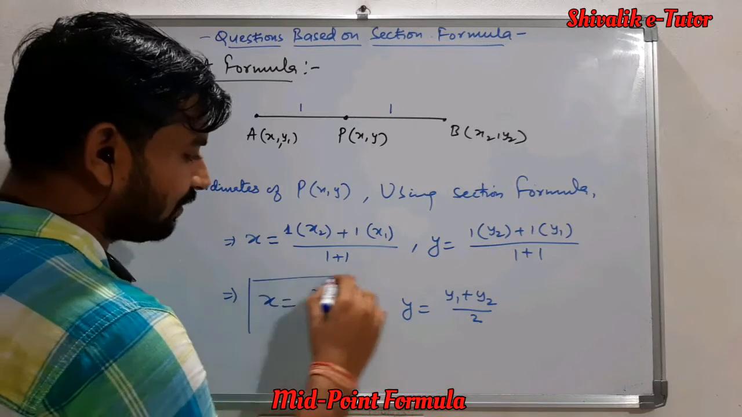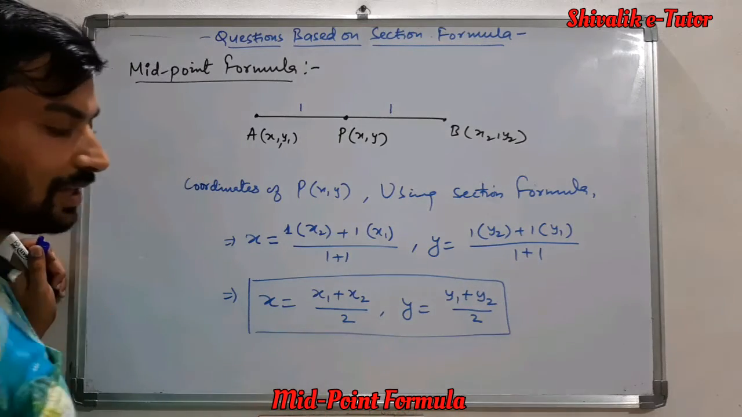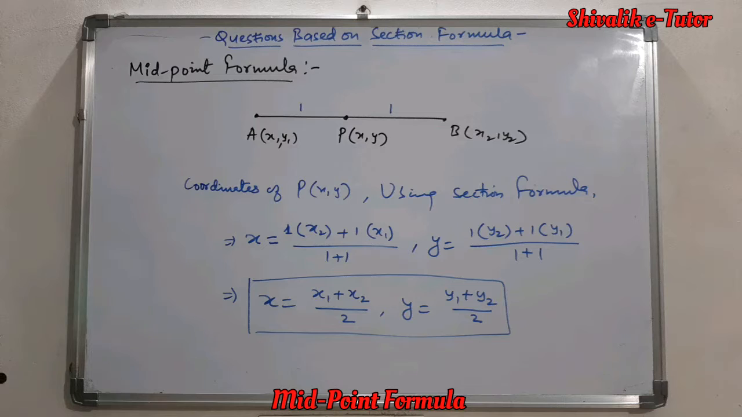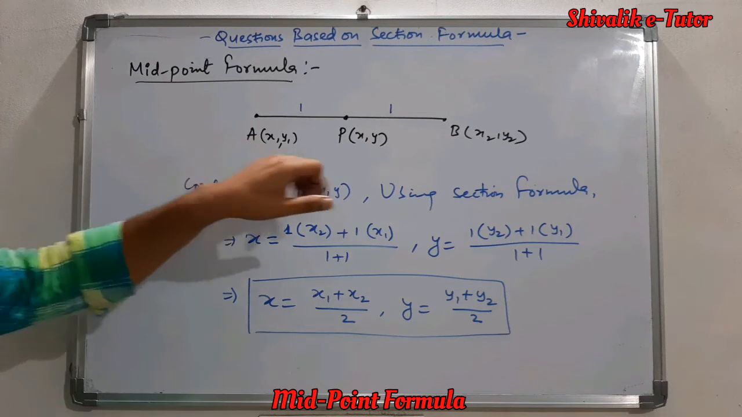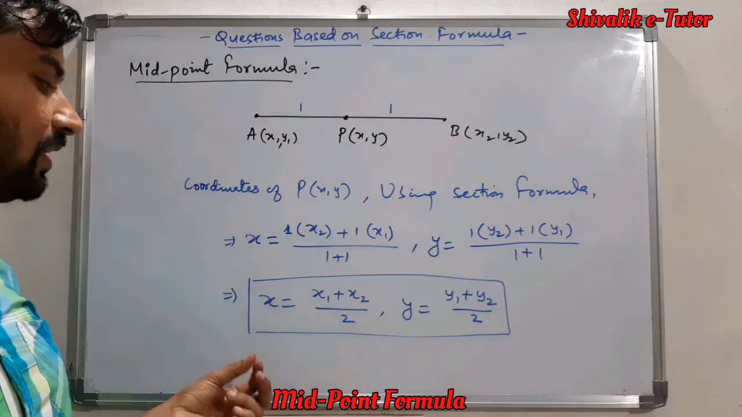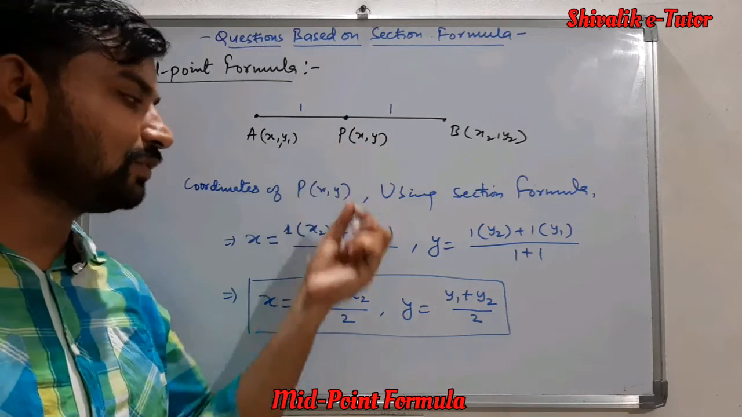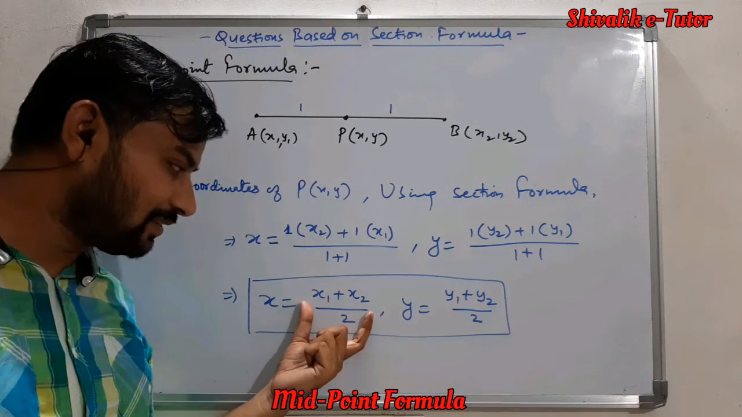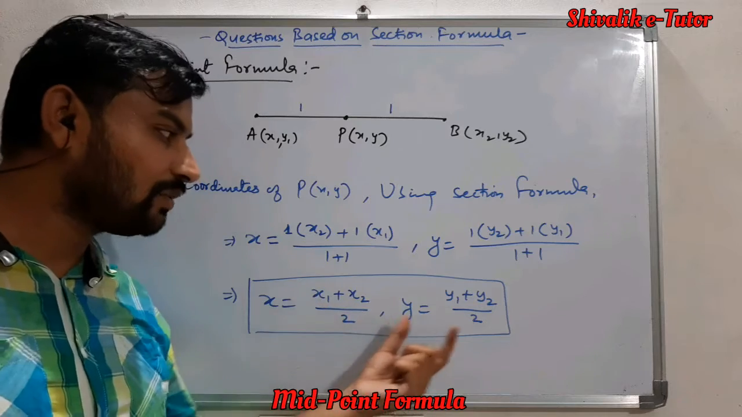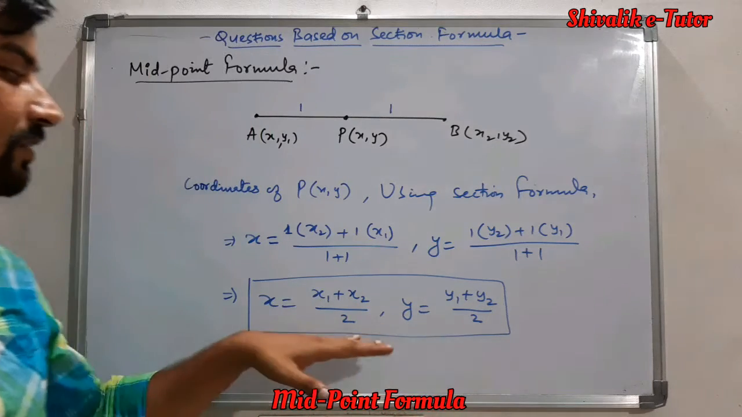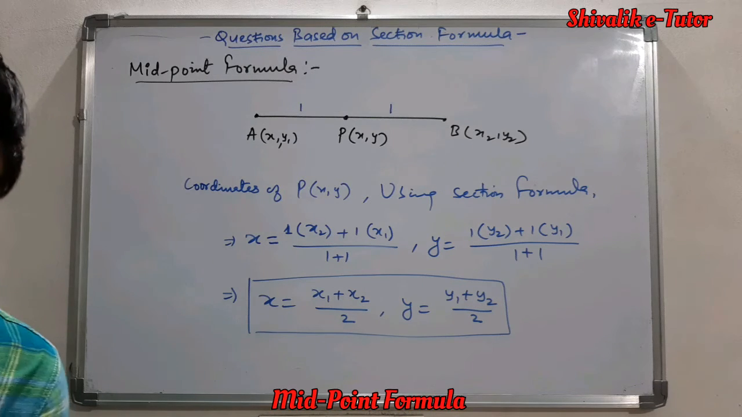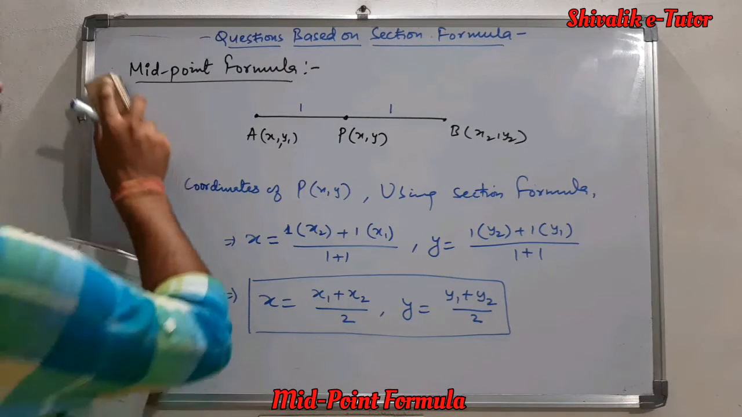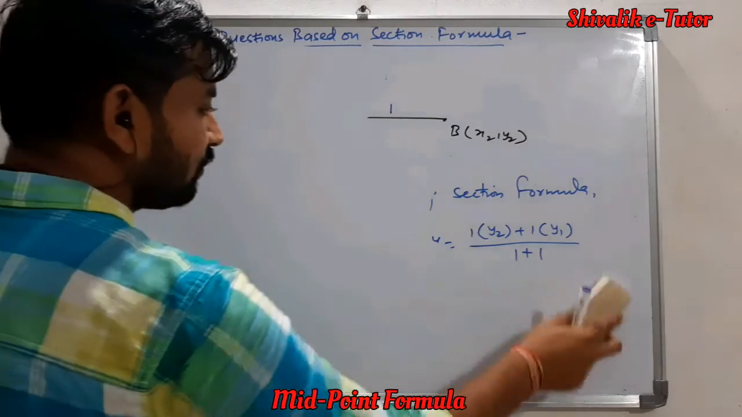So when we have a midpoint of a line, and the coordinates of the endpoints of that line segment are (x1, y1) and (x2, y2), then we can directly find the coordinates of the midpoint by using this relation: (x1 plus x2) by 2 and (y1 plus y2) by 2. This is called the midpoint formula. Now let me come to the application of this. For this I will take a question which is based purely on the midpoint formula.